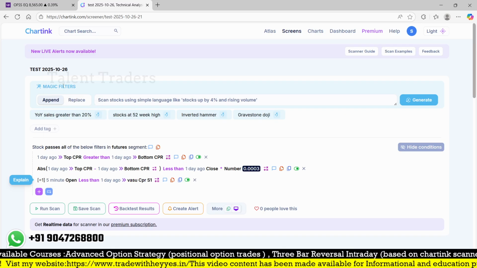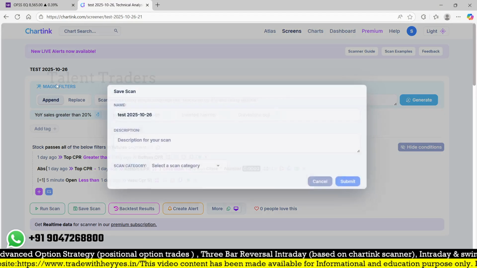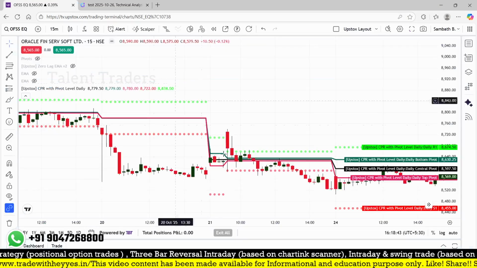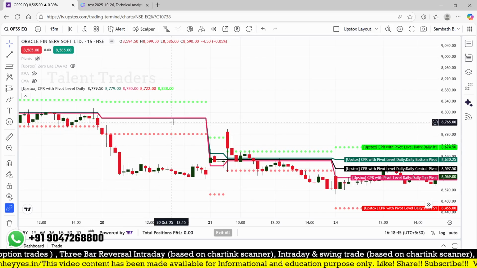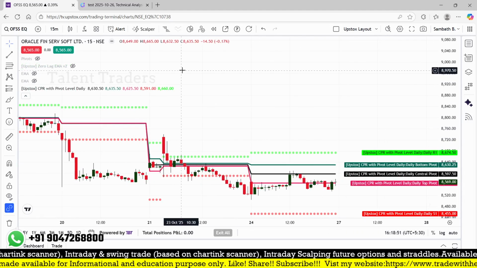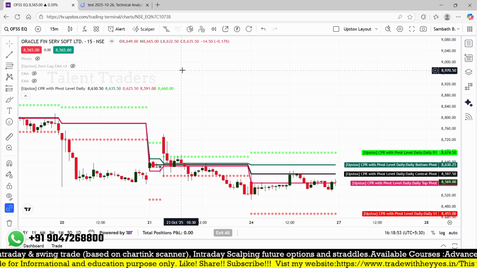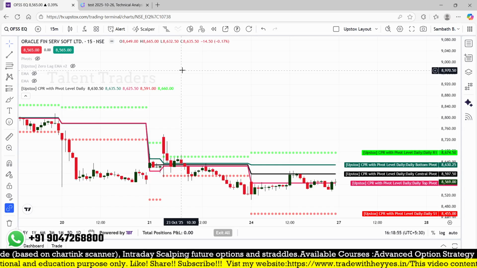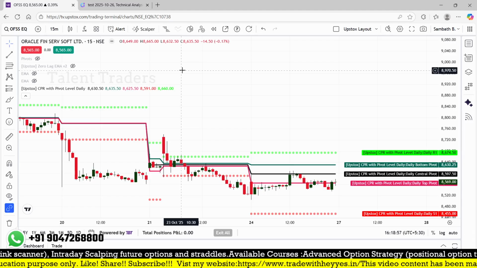But this is the condition for those stocks which form such a pattern. Go open below and save the scan first. Open below support and the same day it should be a very tight narrow CPR. So this will help you to find stocks opened above resistance and below support, and we will add these scanners into our premium group.